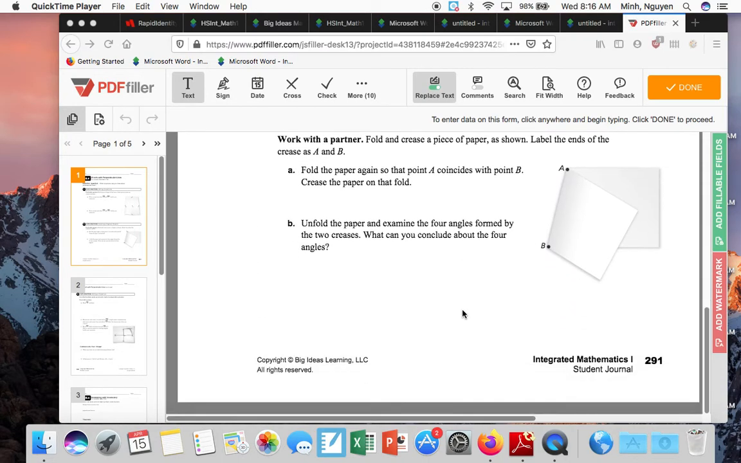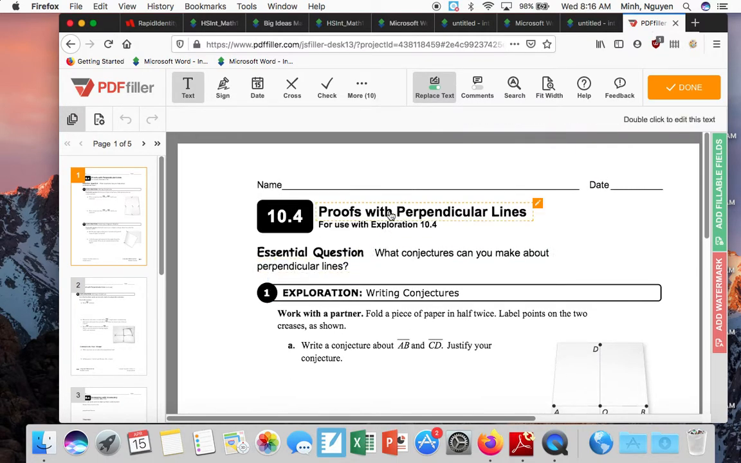Alrighty, we're on section 10.4, page 291 of your student journal. And the section is proofs with perpendicular lines. Essential question: what conjectures can you make about perpendicular lines?